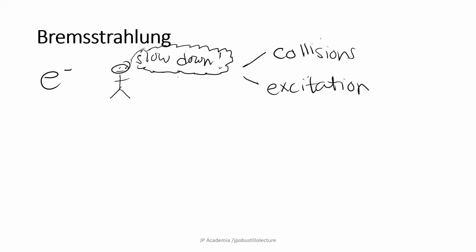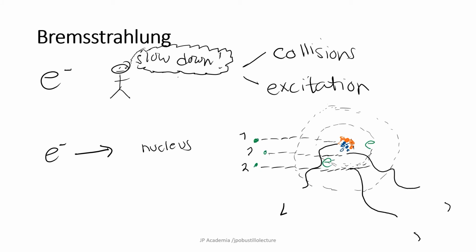Going back to our energetic electrons, it is mostly slowed down in matter by collisions and excitation interactions. If an electron comes close to an atomic nucleus of the target, the attractive Coulomb forces cause a change of the electron's trajectory. An accelerated electron, or an electron changing its direction, emits electromagnetic radiation, and this is called Bremsstrahlung.